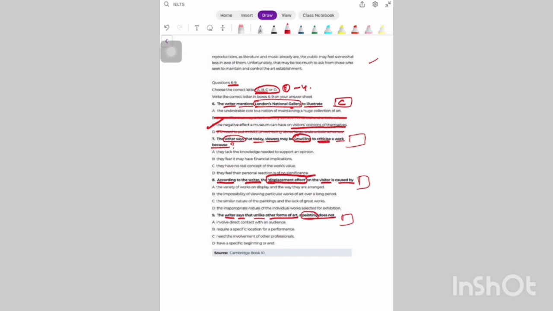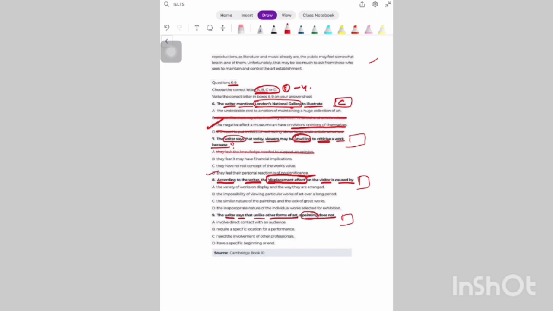They think that, for example, if you are feeling unworthy and you are asked to judge a situation by something from within, you can say guilt, or you will be less confident to judge or criticize that particular work, because you would think, I am not worth it, how can I make myself do that? So they lack the knowledge needed to support an opinion. No, that is not true. They fear it may have a financial implication. Let's put a pin on it. They have no real conception of the work's value, and they feel their personal reaction is of no significance.